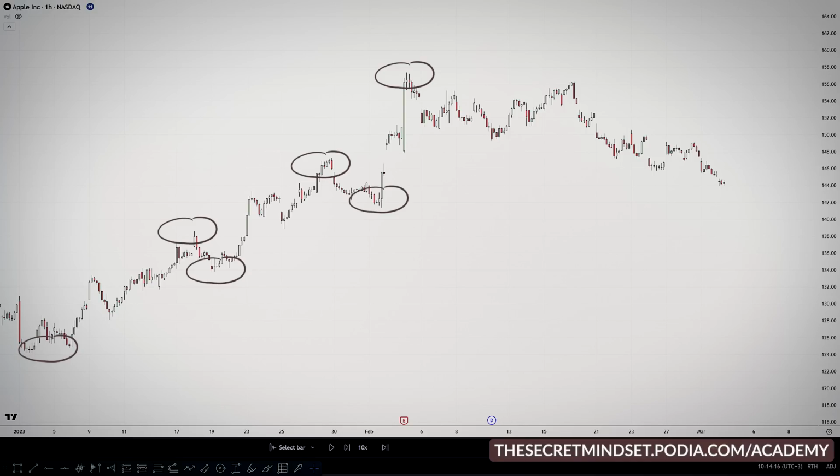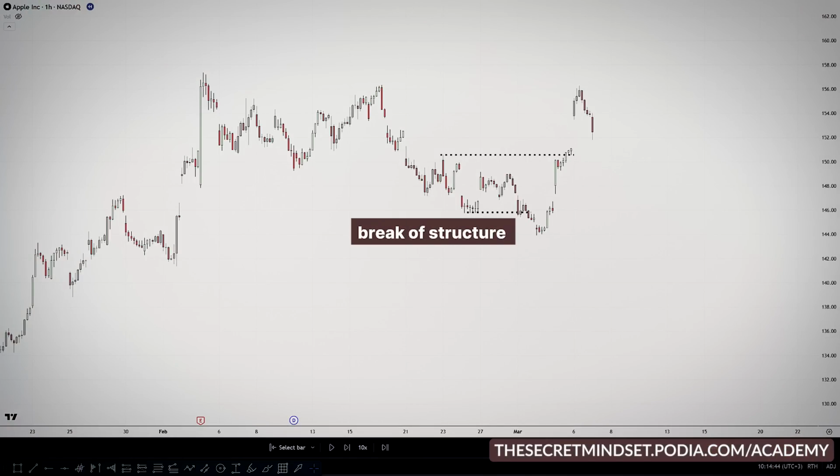Then we see a pullback. This pullback might look significant on a smaller time frame, but in the context of the larger trend, it's just a retracement. Toward the end of this pullback, we see our setup unfold. First, the break of structure. Price breaks below a previous low. Then the change of character. A strong move up. It signals that the pullback might be over and the uptrend is ready to resume.